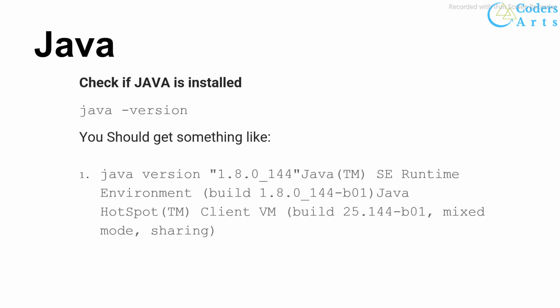Before we can start with Spark and Hadoop, you need to make sure you have Java installed on your system. To check if Java is installed in your system, just type in the Anaconda command prompt java -version, and you will get an output like this.